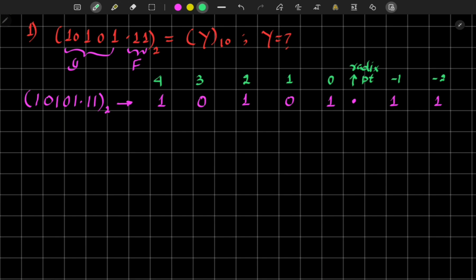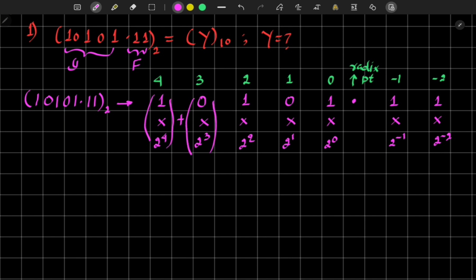What we need to do is multiply each symbol by its respective weight, and the respective weight here is r raised to the power minus 2, and recall the given r is 2, so it is 2 raised to the power minus 2, 2 raised to the power minus 1, 2 raised to the power 0, 2 raised to the power 1, 2 raised to the power 2, 2 raised to the power 3, and 2 raised to the power 4. We need to evaluate these expressions now and do the calculation.